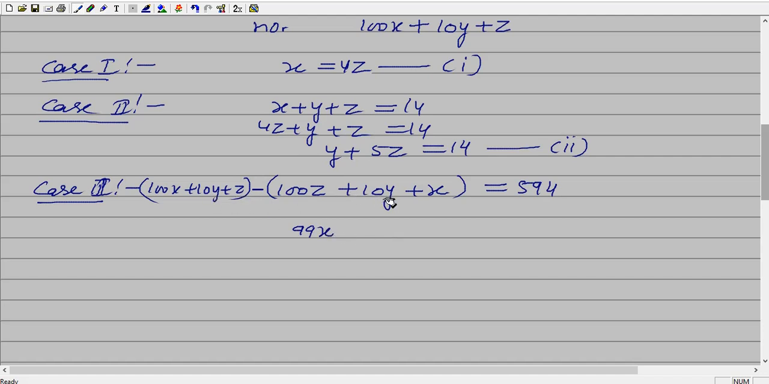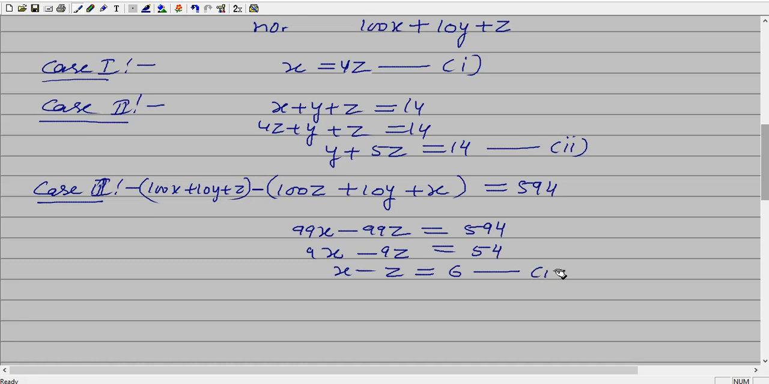10y cancels with this 10y after the change of the sign, and z minus 100z is minus 99z, which equals 594. I hope that number is divisible by 11. So 11 5s are 55. Yes, 4 11s... 5s are 55, and 11 4s are 44. The number is 9x minus 9z. After that you will see that number is also divisible by 9, so x minus z equals 6.